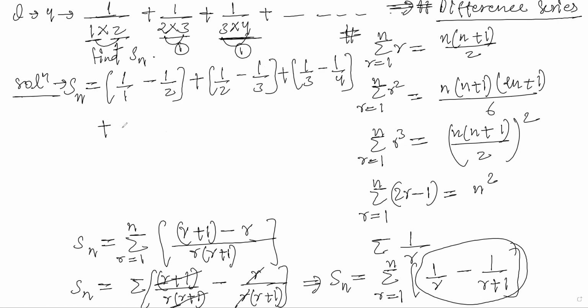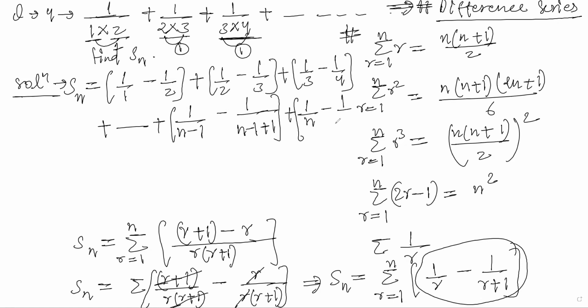And similarly, at some point, I'll be putting r equals n minus 1. So if I put r equals n minus 1, what I'll get is 1 by n minus 1 minus 1 by n minus 1 plus 1. Then I'll put r equals n, so I'll be getting 1 by n minus 1 by n plus 1. Because you are solving the first series, I'm writing this much terms. Otherwise, you'll get the concept when you solve this.